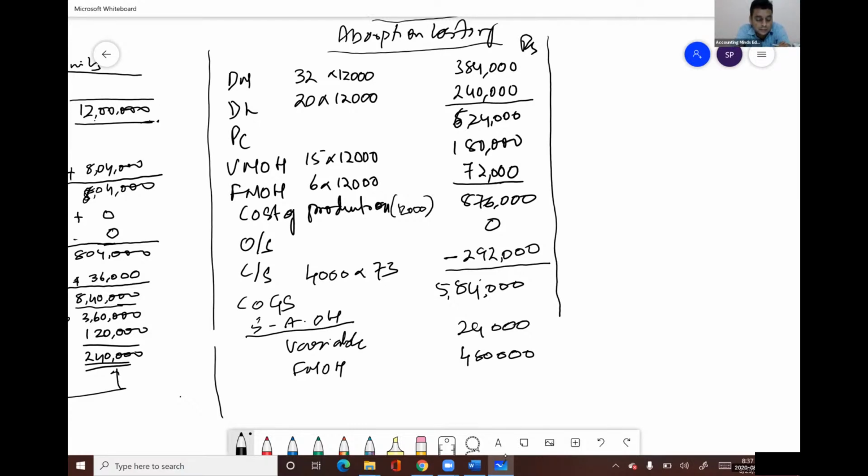You're following it. Nitya, you're following this? Yes, sir. Sanjana, you're following this? Yes, sir. So how much is that, 48,000 or 4,80,000? 48,000. So you have to add these two. Then what's the total cost? Cost of sales.